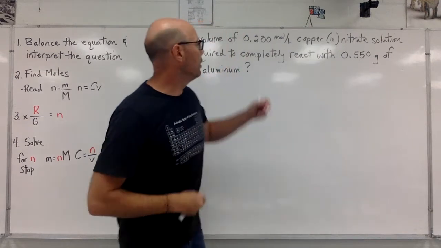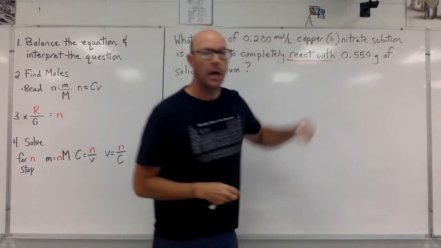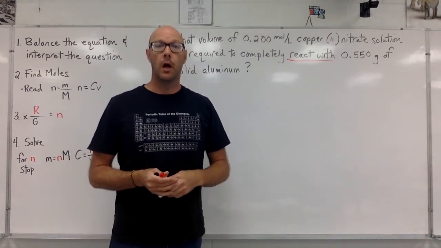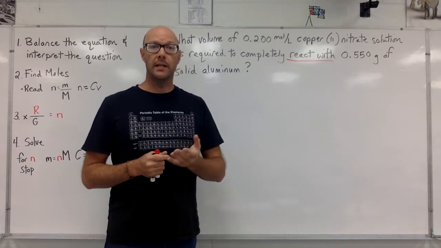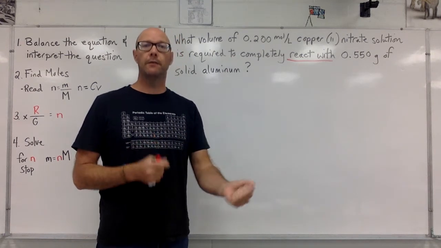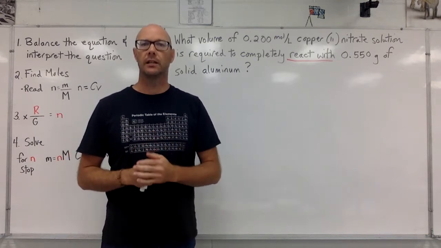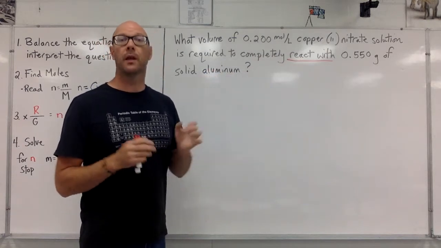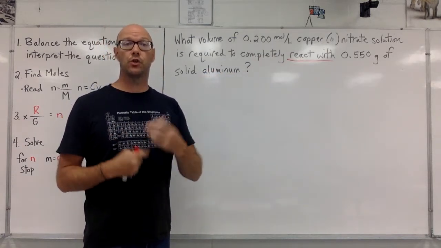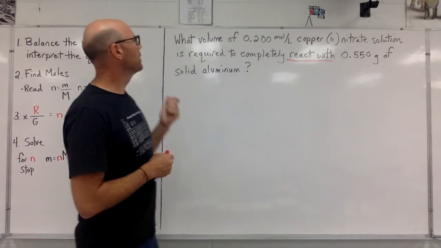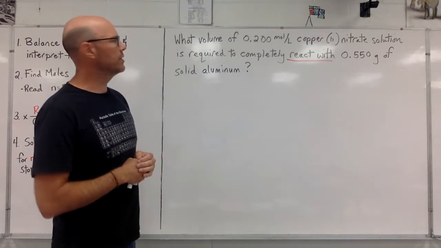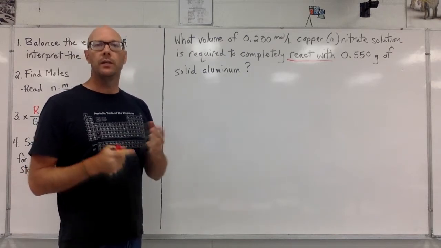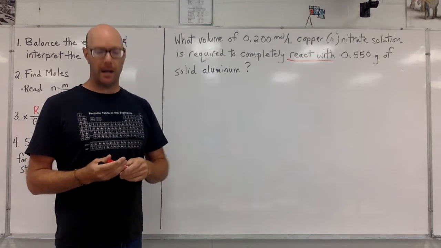As always, we're on the lookout for a key phrase or two to help us understand what the reaction is going to be. One strategy is to read the question with the chemical before the key phrase, and the chemical after. Let's see what that sounds like. Copper 2 nitrate react with aluminum. That's going to help. An alternative strategy is to read the question and skip the numbers. What volume of copper 2 nitrate solution is required to completely react with solid aluminum? We need to do what we need to do to come up with the balanced equation.